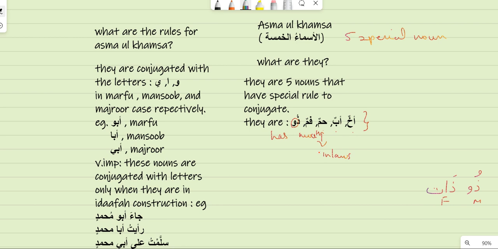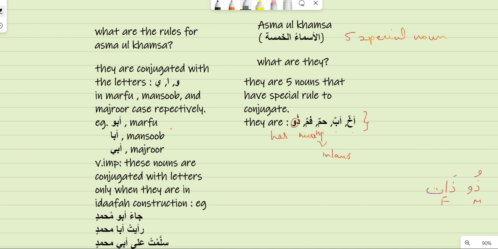And what are the rules? Let's see. What are the rules for Asma ul Khamsa? They are conjugated with letters. And what letters are they? Waw, alif and ya. Waw represents the dhamma, alif represents the fatha, ya represents the kasra, in marfu, mansub and majroor case respectively.